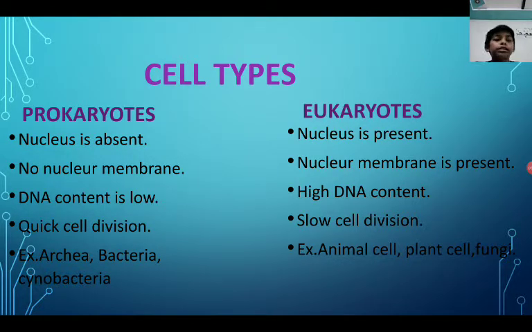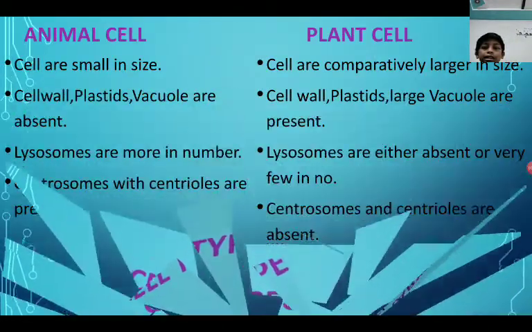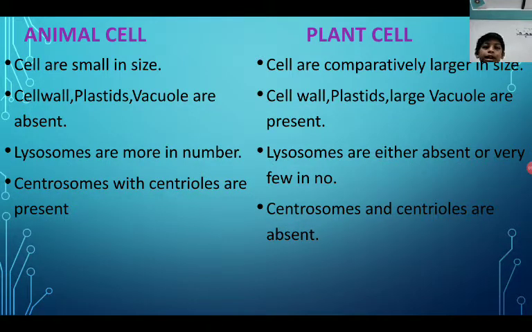In eukaryotes, the nucleus is present. There is a nuclear membrane and a high content of DNA. It has slow cell division, meaning the cells multiply very slowly, and its examples are animal cell, plant cell and fungi. Let us see about the plant cell and animal cell.